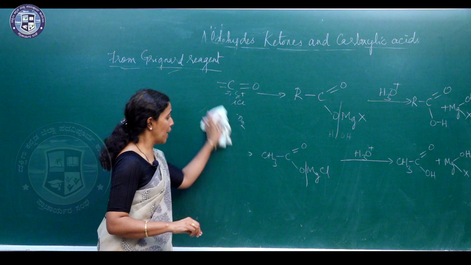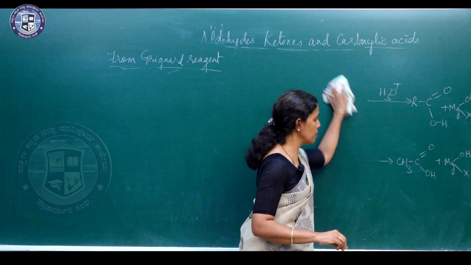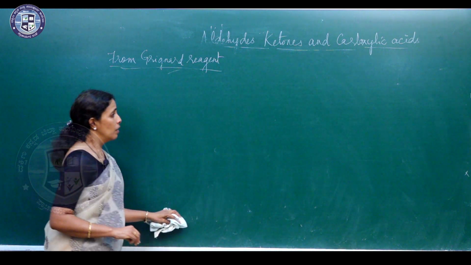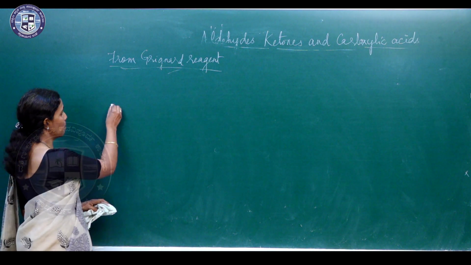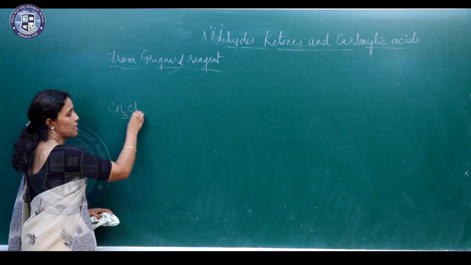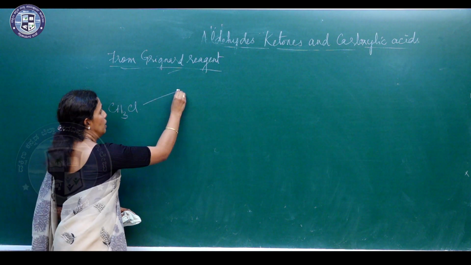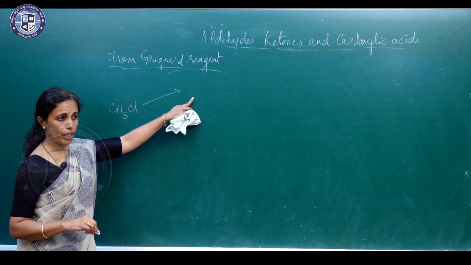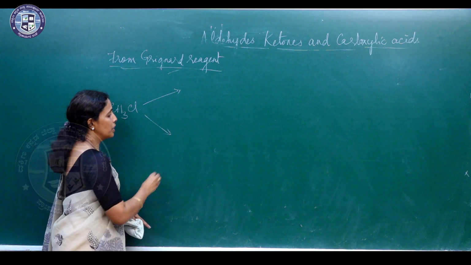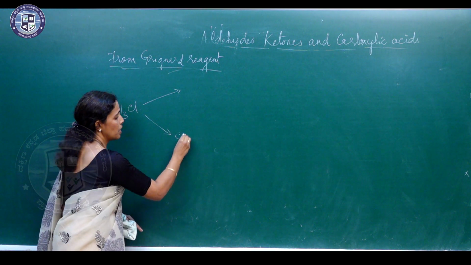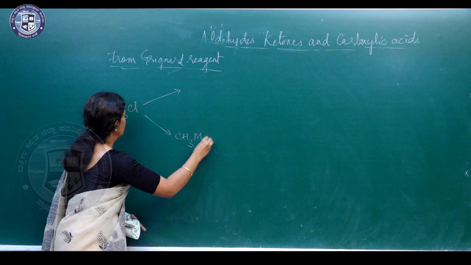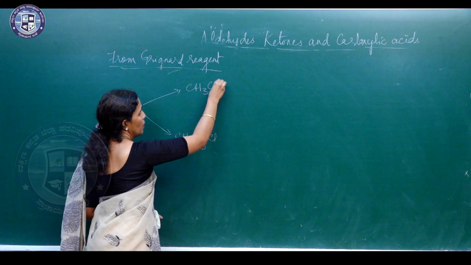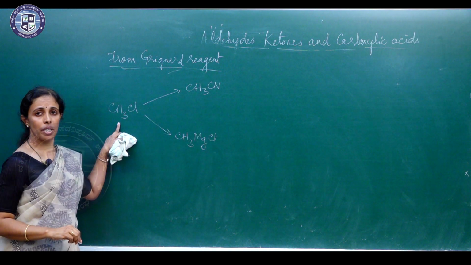So, both nitriles as well as Grignard reagents can be prepared from haloalkanes. For example, we have CH3Cl. You can convert methyl chloride either to a nitrile or to a Grignard reagent, that is CH3MgCl, or here you can obtain CH3CN. How will you get a nitrile from CH3Cl?